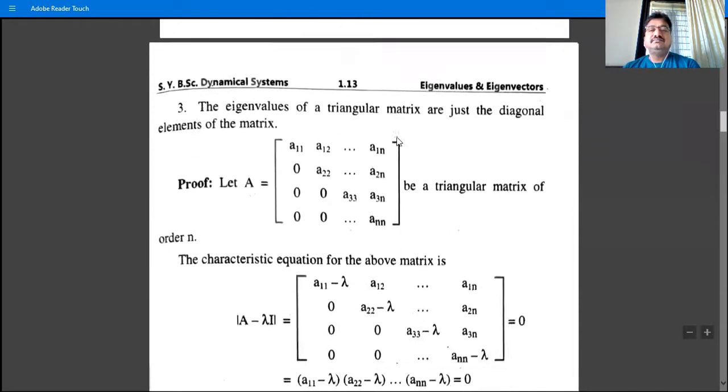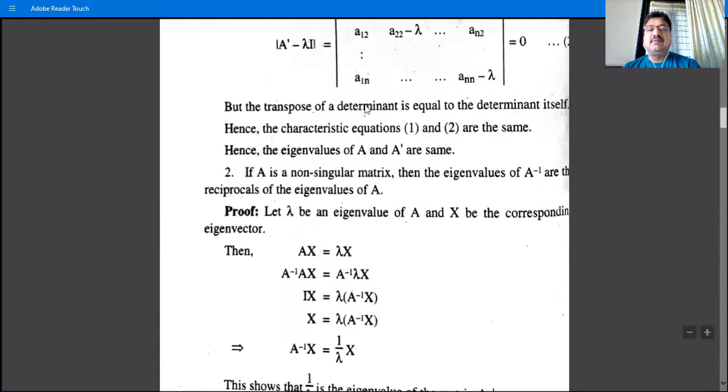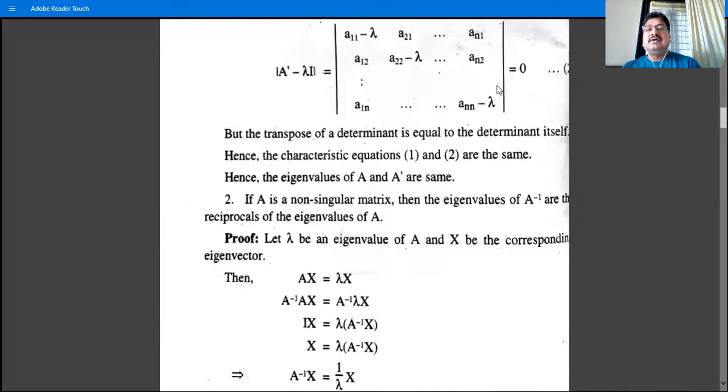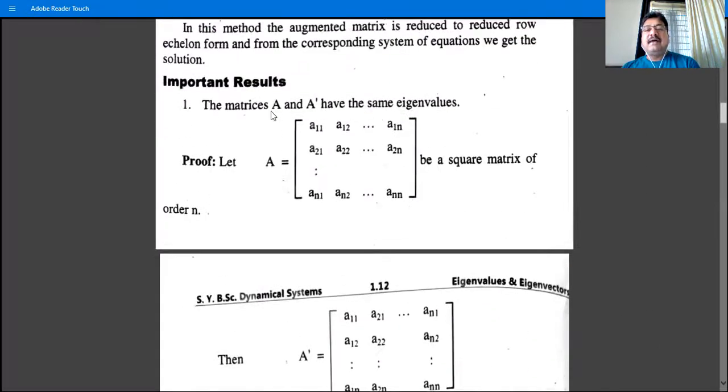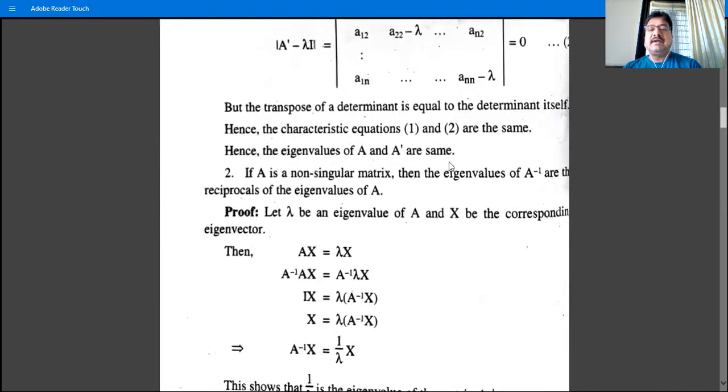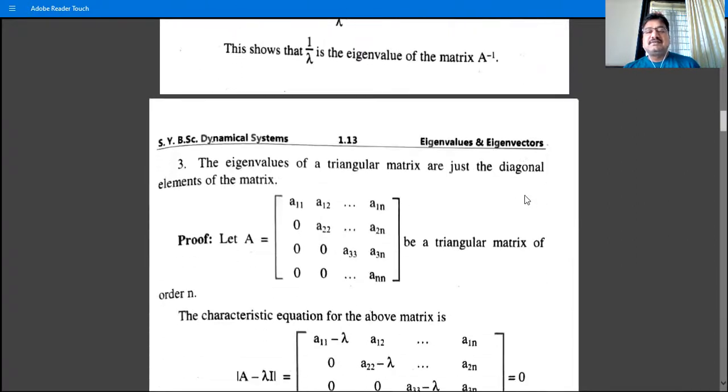So again, this is important. If the MCQ type question says, suppose the eigenvalues of A are 1, 2, 3, then what are the eigenvalues of A inverse? The eigenvalues of A inverse are again 1 by 1, meaning 1, 1 by 2, 1 by 3. If the eigenvalues of A are 1, 2, 3, then what are the eigenvalues of A dash? Again 1, 2, 3, because A and A dash have the same eigenvalues. Similarly, this is the second result.